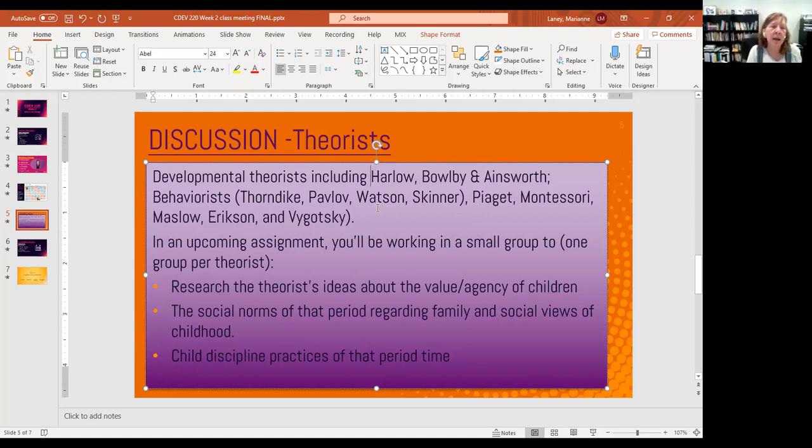We look at Piaget and how did he feel children were in charge of their learning? What was the role of the teacher? How did this whole idea of children having a sense of agency, having some control over their learning and their life, and feeling a sense of value?